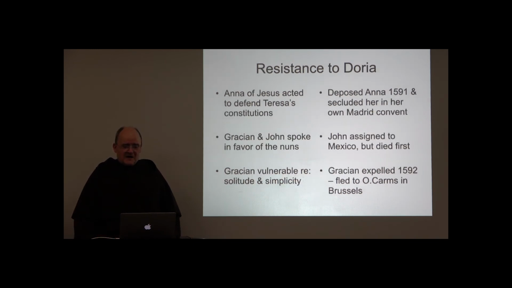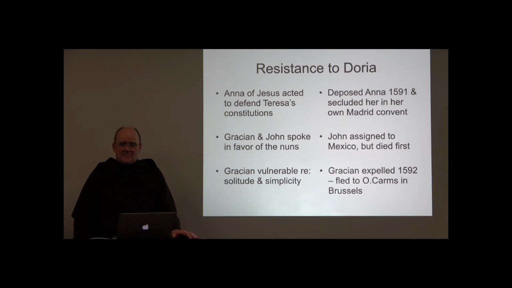Now, there is going to be a certain amount of resistance to this, especially among Teresa's closer collaborators. You might remember Anna of Jesus, the very good administrator who was a close friend of Teresa's. She tried to defend the old constitutions that Teresa had superintended. She felt that Doria's new version that put the friars in charge was a betrayal of much of Teresa's reform. So Anna was deposed by Doria. She was put under house arrest in her own convent in Madrid, and replaced with another superior that was more compliant. It's interesting that Anna had actually appealed directly to the Pope, in this case Sixtus V, and Sixtus decided in favor of the nuns.